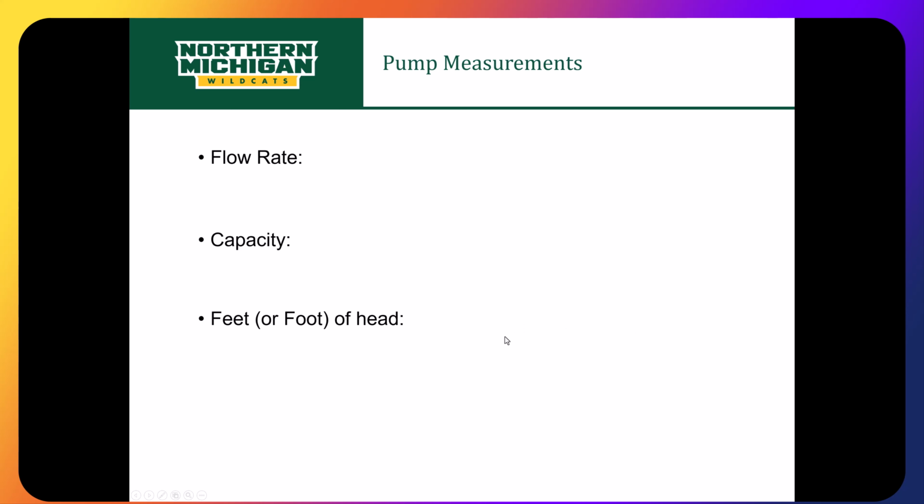Last thing we'll cover here is pump measurements. So pumps are measured in a couple different ways that you'll see: flow rate, capacity, and then feet or foot of head. I've seen it in multiple different ways. So what flow rate means is basically the velocity. It's typically measured in GPM or other units per minute, depending on what you're measuring, what type of fluid you're dealing with.